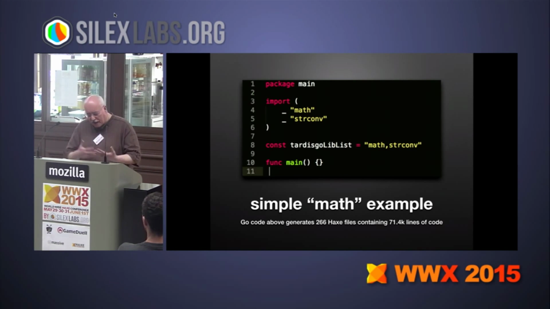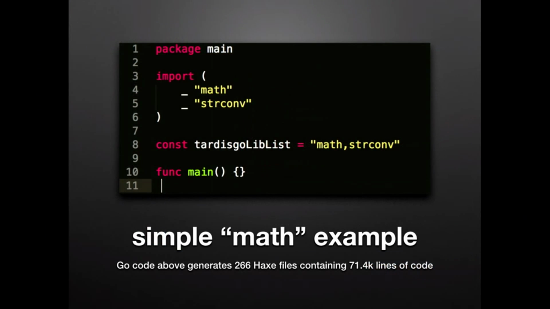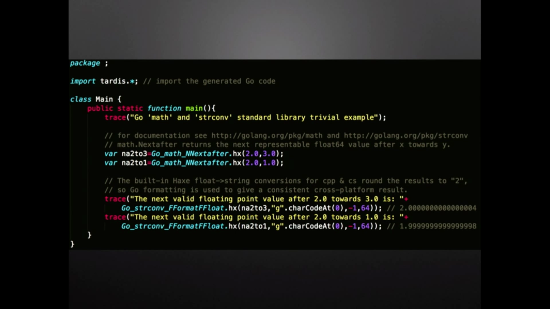When you generate this into Haxe, it generates 266 files of Haxe and around 71.4K lines of code. So it's quite a lot of code generated. Then inside your actual Haxe program, the maths library in Go is very big. It's got all sorts of things I don't even understand in it. So I picked an example of something I did understand.